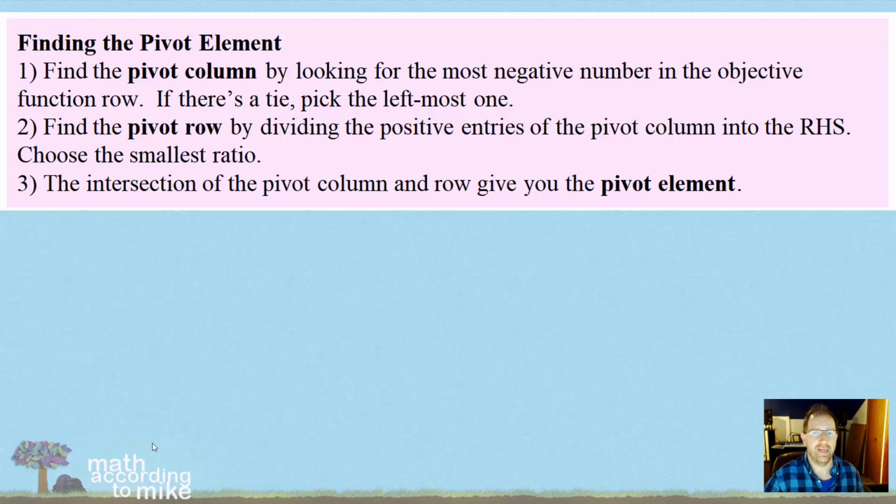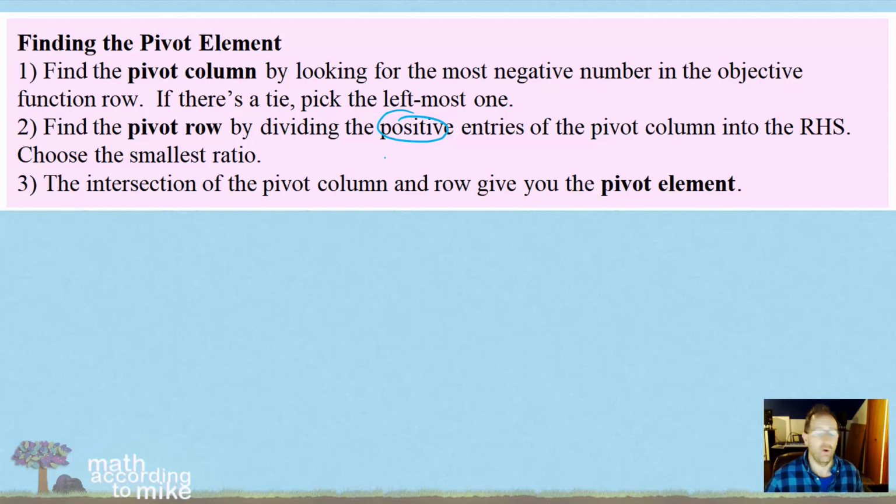2 huge words in number 2 that students overlook: 1, dividing the positive entries. Is 0 positive? No. Is -5 positive? No. What do you do with those numbers when you're doing step 2? You ignore them. You completely ignore them. It's like they're not even there. 3, the intersection of the pivot column and the row gives you the pivot element.